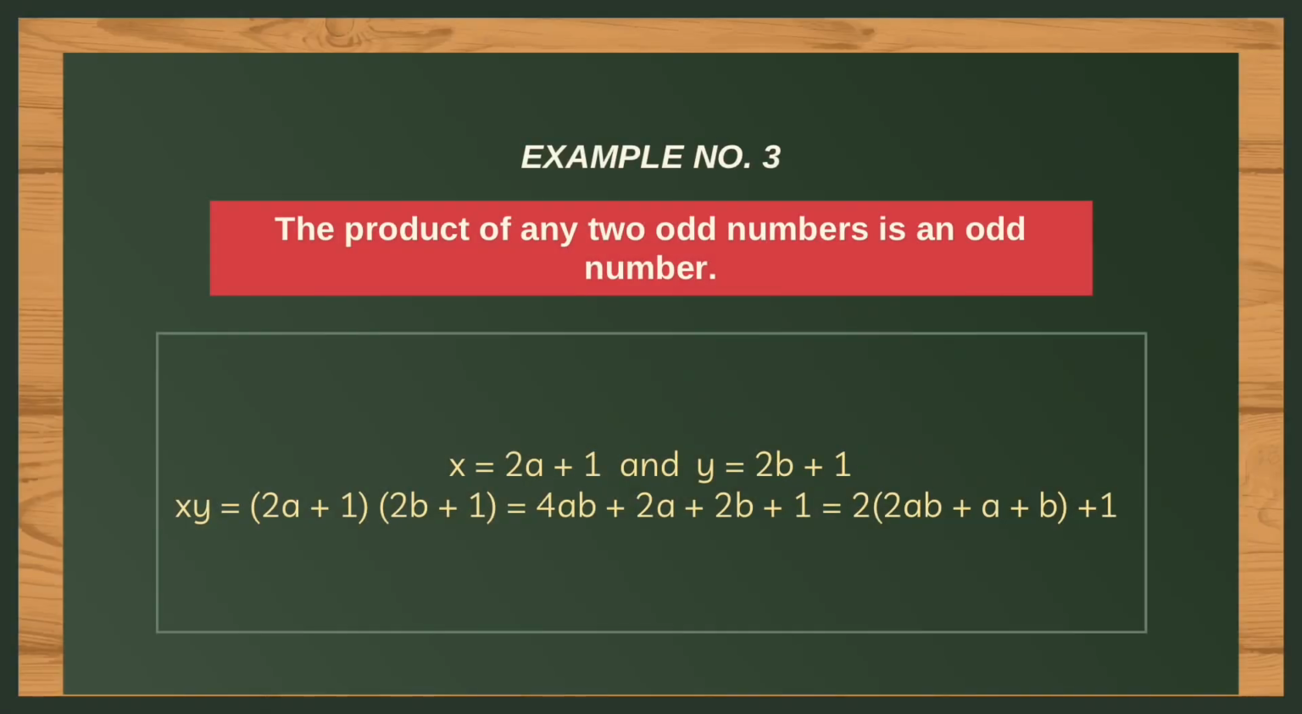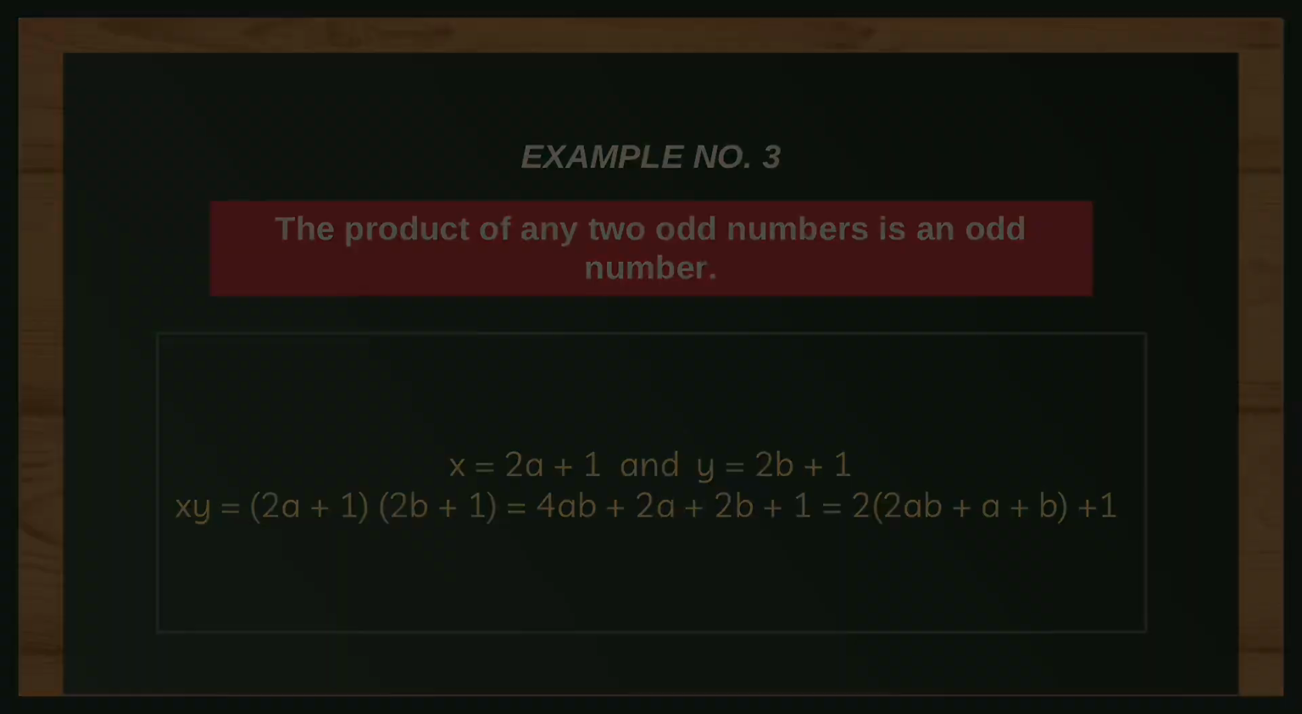Example number 3. The product of any two odd numbers is an odd number. x equals 2a plus 1 and y equals 2b plus 1. xy equals the sum of 2a plus 1 multiplied to the sum of 2b plus 1 equals 4ab plus 2a plus 2b plus 1 equals 2 open parenthesis 2ab plus a plus b close parenthesis plus 1.